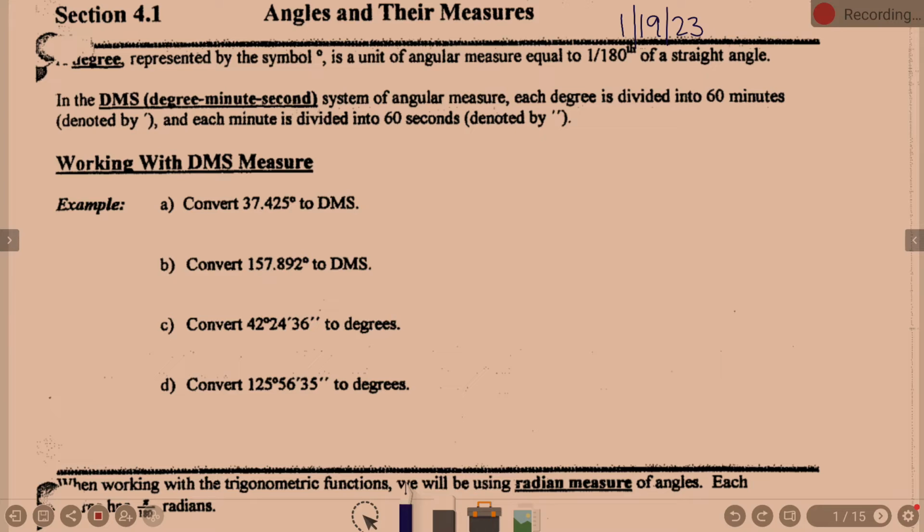But in degree minute second, a system of angular measurement, each degree is divided into 60 minutes, denoted by a little singular apostrophe. And each minute is divided into 60 seconds, denoted by the double, so more like a quotation mark. Okay, you've seen the minute and second marks. If you're like me, you may get confused about which is which, but like feet and then inches.